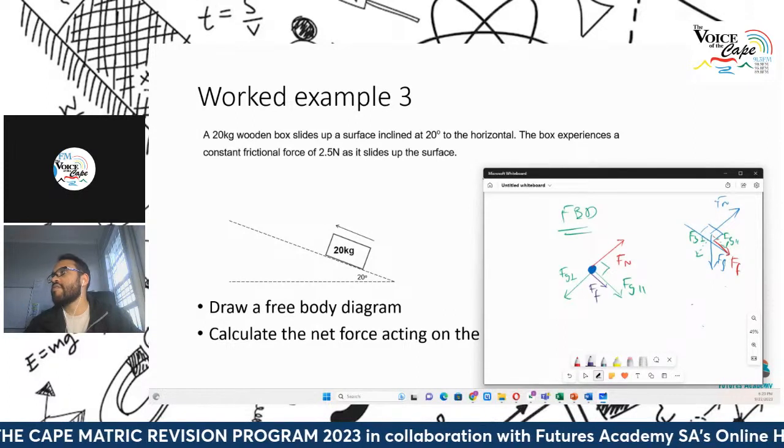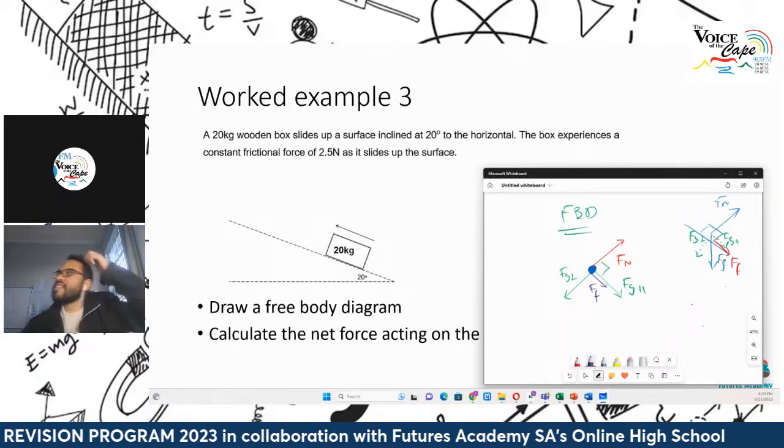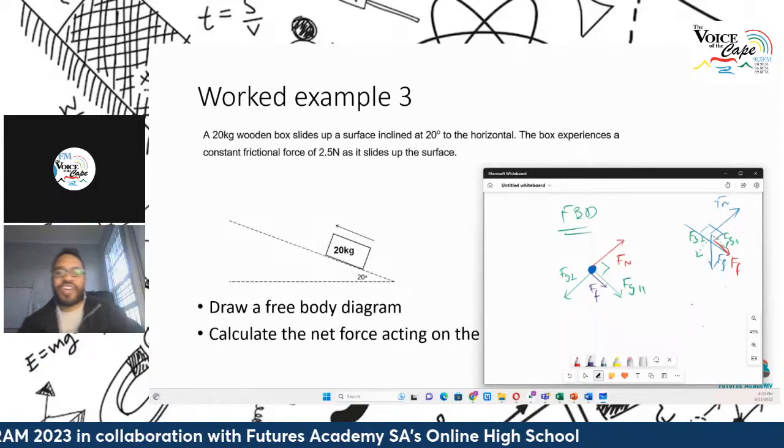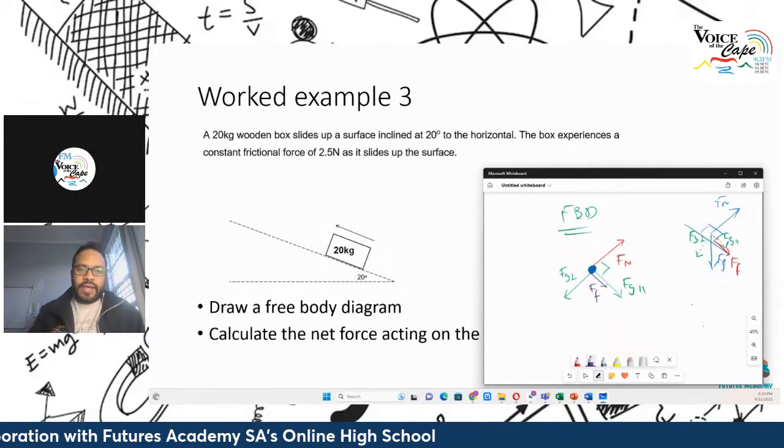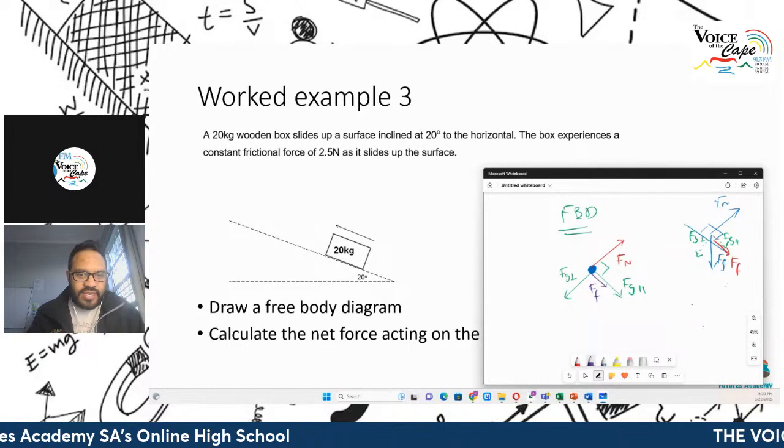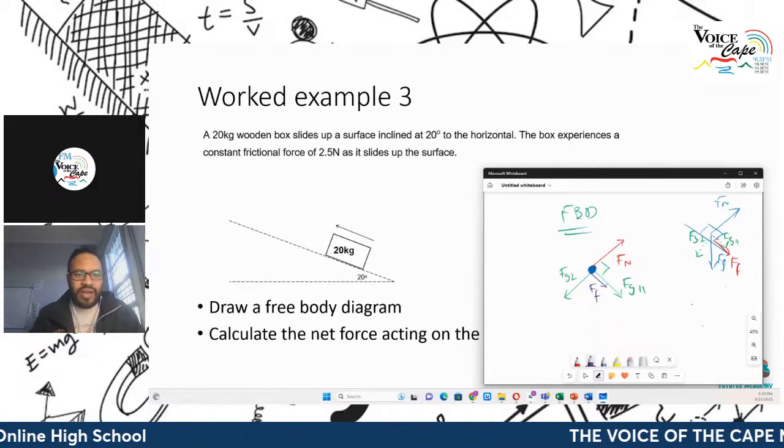Okay, F, little f. There's our free body diagram represented with a dot. Make sure all your vectors are actually touching that dot over there. Okay, let's see what's next. Calculate the net force. Now, how do we do this?